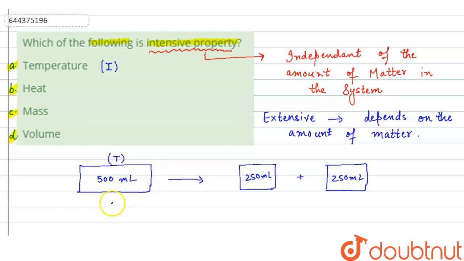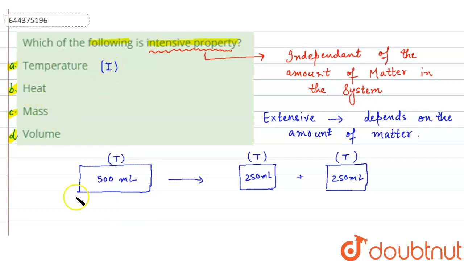So when we divide this water into two containers, the temperature of these two containers will remain the same. By dividing the water, the temperature does not divide, it remains the same, because temperature depends on the internal structure of matter, right? So temperature does not change with matter, so temperature is an intensive property.